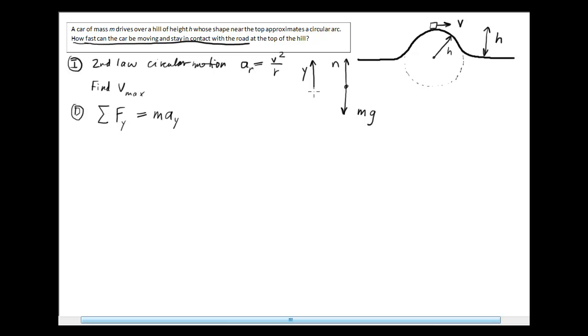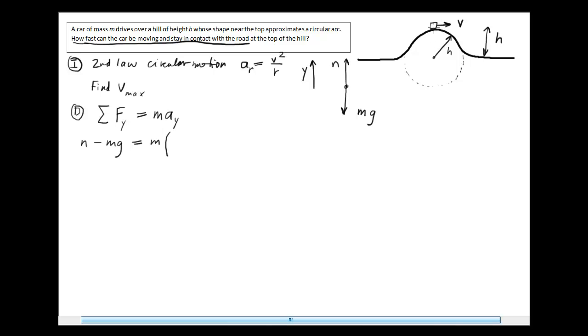So, keeping with my sign convention, I see that the left-hand side should be n, the normal force, minus mg, the weight, equals the mass times this y component of acceleration. Well, what we've just learned about circular motion tells us that that acceleration has the form v squared over r. Only now, remember, that's directed towards the center of the circle.